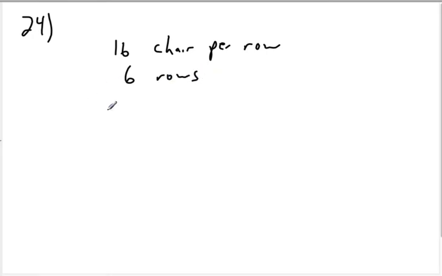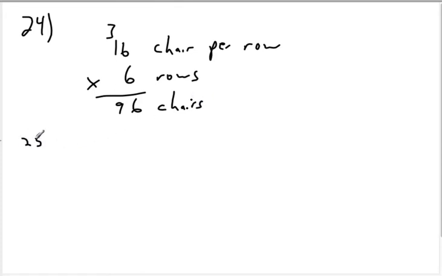Alright, continuing with the Chapter 3 test, looking at number 24, it reads that you are helping to set up chairs for a class performance. There are 6 rows of chairs. Each row has 16 chairs, so 16 chairs per row and 6 rows. Find the total number of chairs. Well, that's just 16 times 6, so 96 chairs.